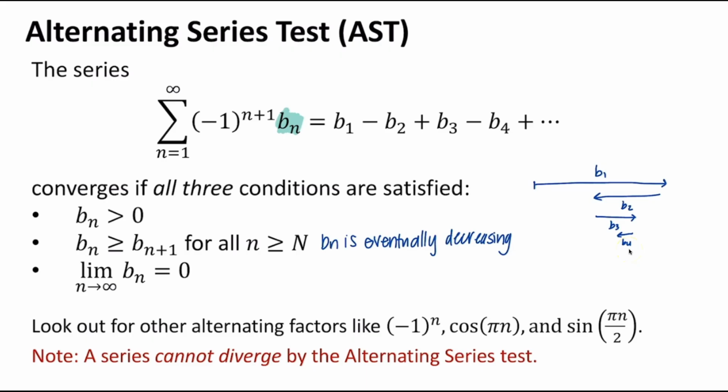A couple of last things. Let's make sure we look out for other alternating factors like (-1)^n, cosine pi n, and sine of pi n over 2. And there are many others, so just be aware there are other alternating factors. And then finally, a note that's very important is that a series cannot diverge by the alternating series test. We can only get converges if all of these conditions are met.